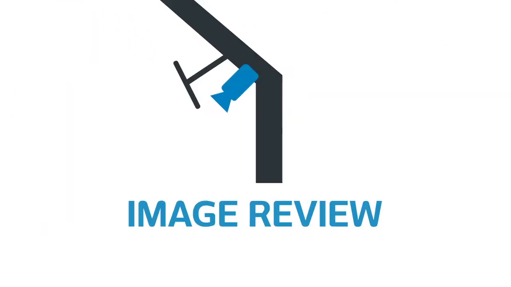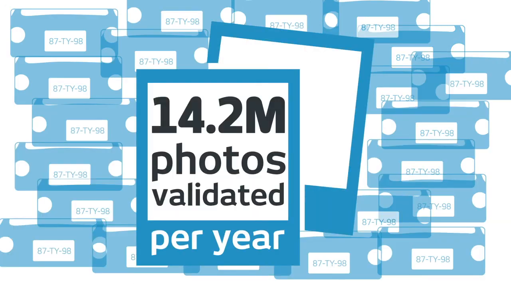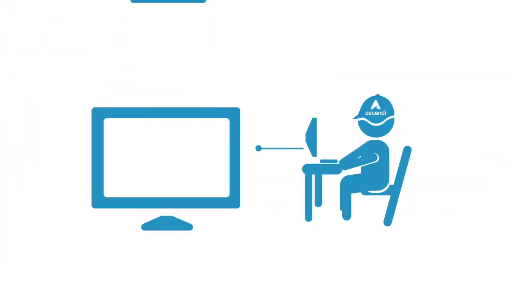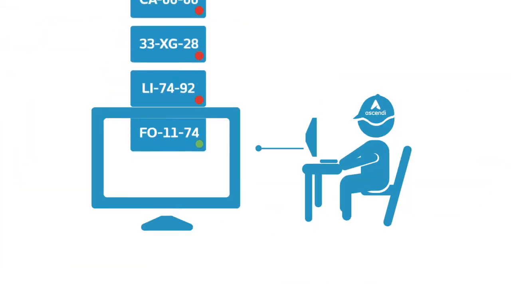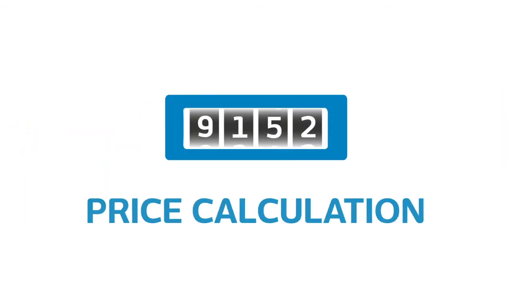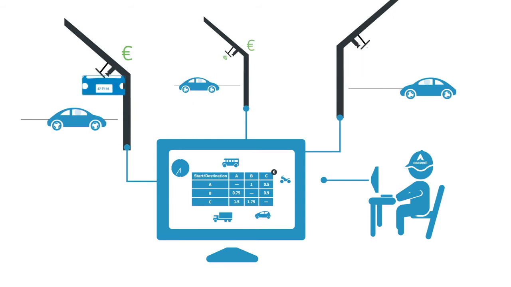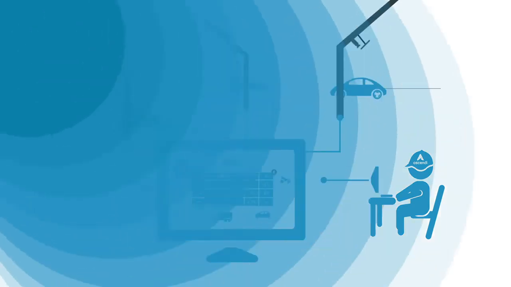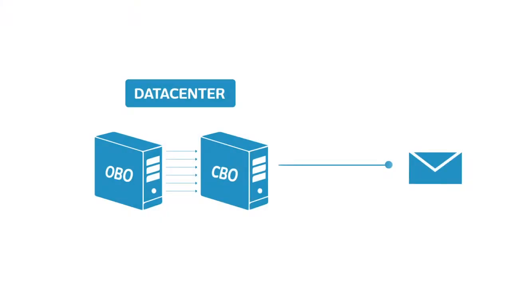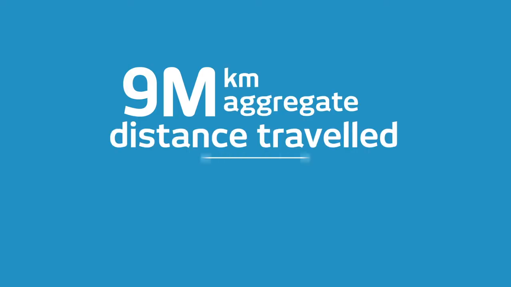The OBO processes images review, ensuring video tolling and enforcement activities. Whenever a discrepancy is detected, the transaction is sent for manual validation. The OBO establishes the correct price of each transaction and also manages tariff tables, vehicle classes, and parameterizations of the roadside equipment. The OBO sends the processed aggregated transactions to a CBO, commercial back office.